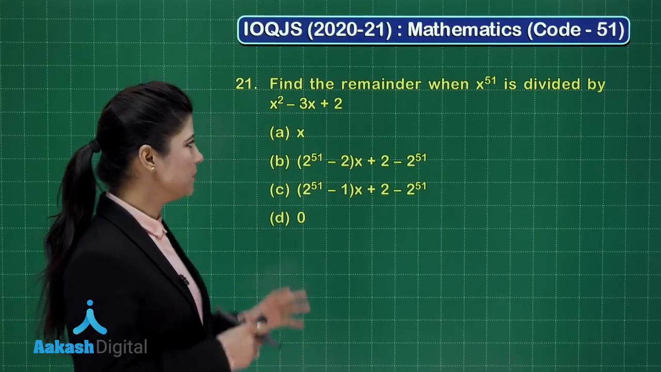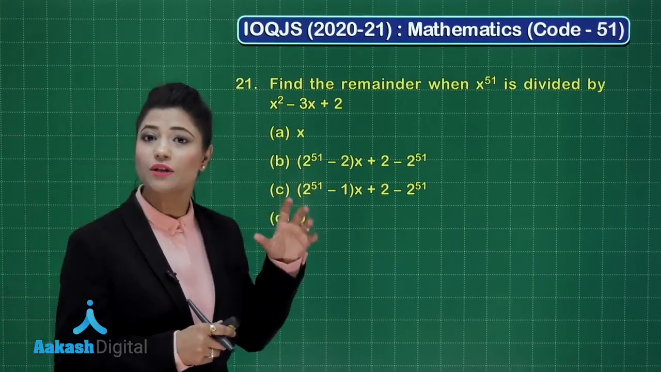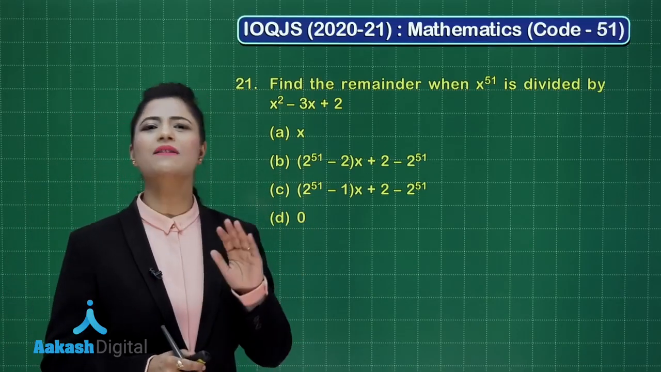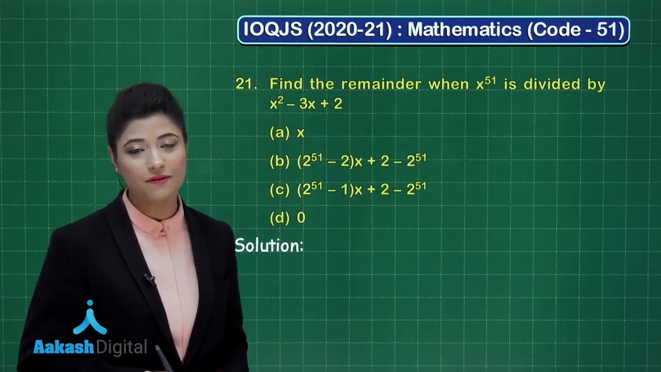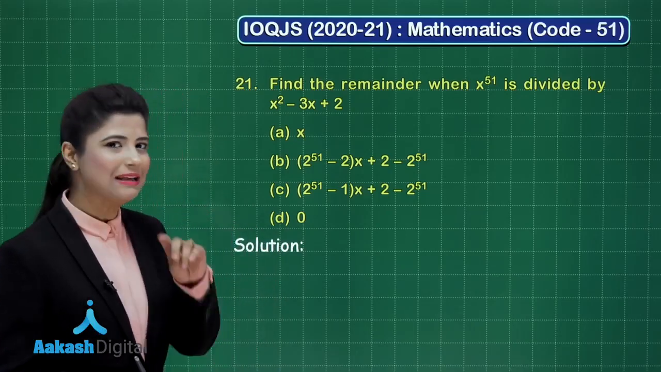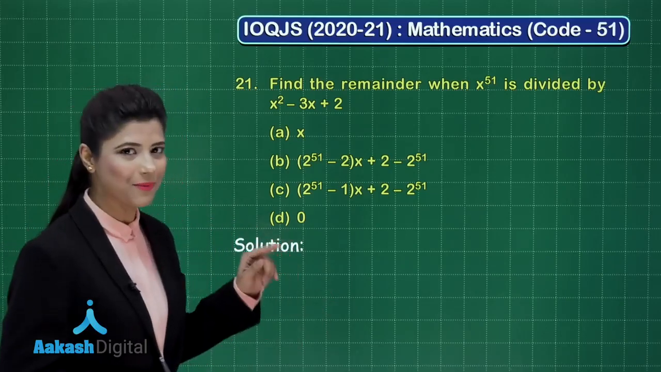So let me tell you, this is a question related to division of polynomials, and you're very well aware of this division algorithm. That is, dividend is equal to divisor into quotient plus remainder. That is the major concept that we are going to apply here.